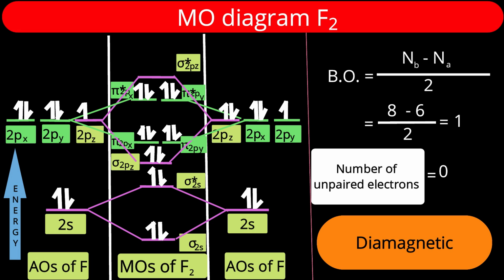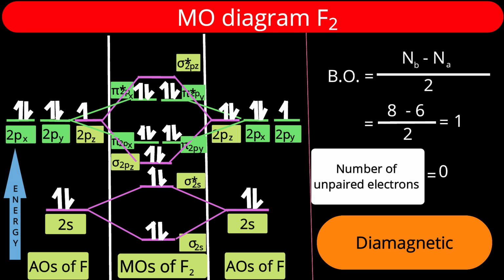See how many electrons are there in bonding orbitals? 2 in sigma 2s, and 6 in sigma 2pz, pi 2px and pi 2py. So 8 electrons are there in bonding orbitals. How many are there in antibonding molecular orbitals? 2 in sigma star 2s and 4 in pi star 2px, pi star 2py. So 6 electrons are there in antibonding molecular orbitals. So 8 minus 6 divided by 2, answer is 1. There is only one bond in the fluorine molecule.